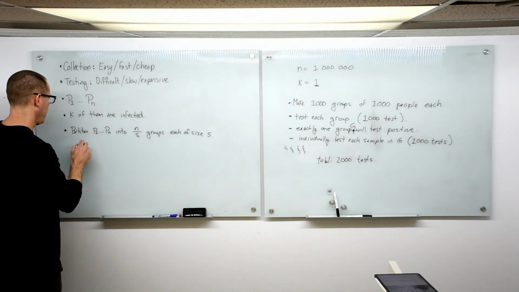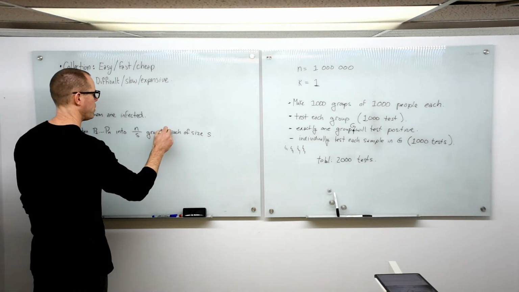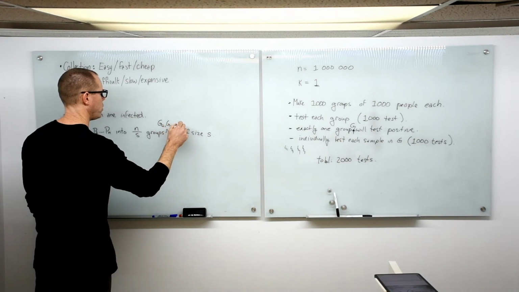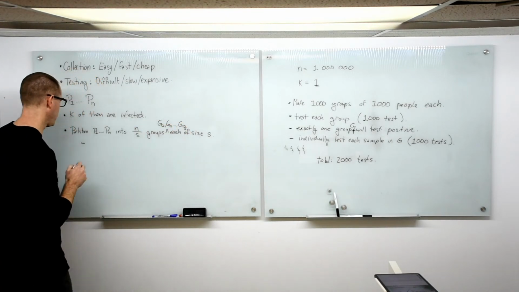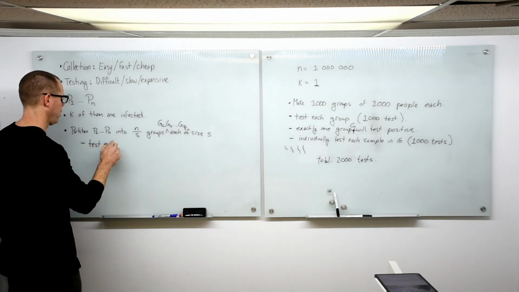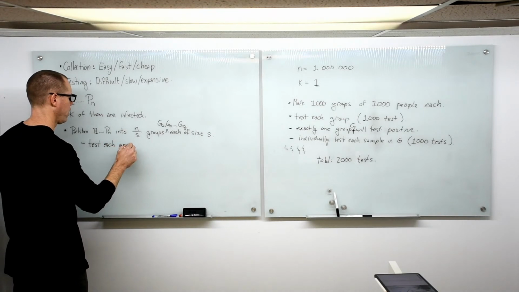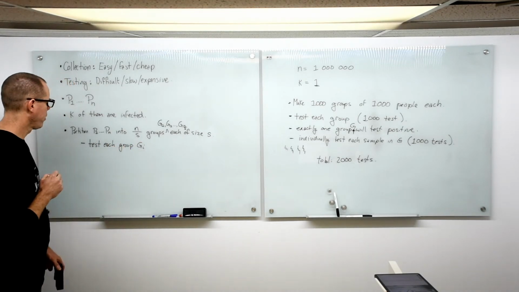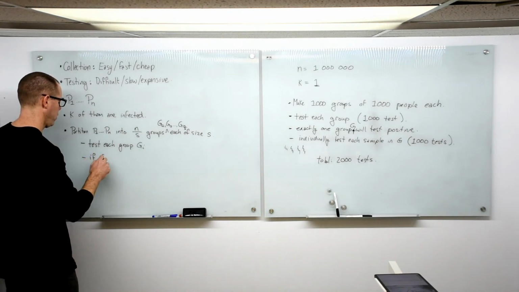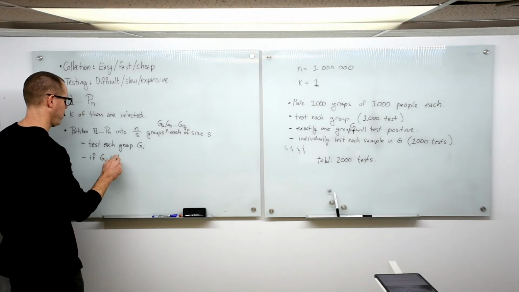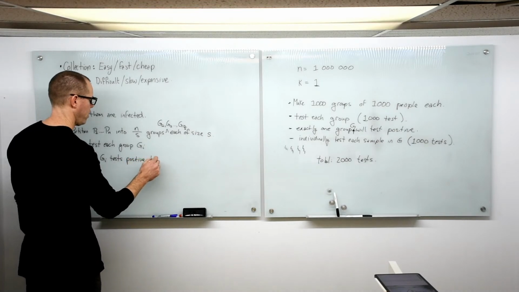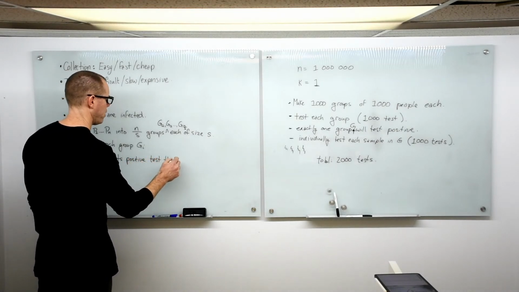And let's call those groups G1, G2, up to G sub n divided by s. We test each group Gi, and if Gi tests positive, we test the individuals.